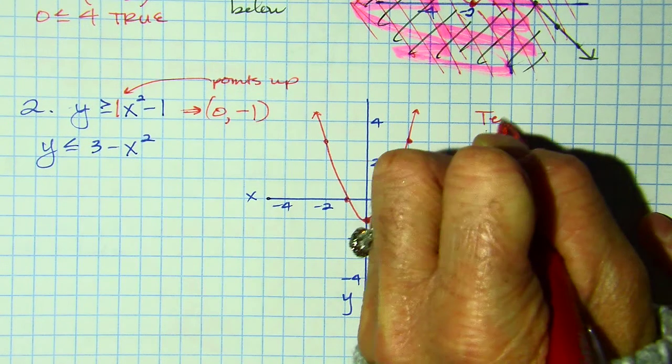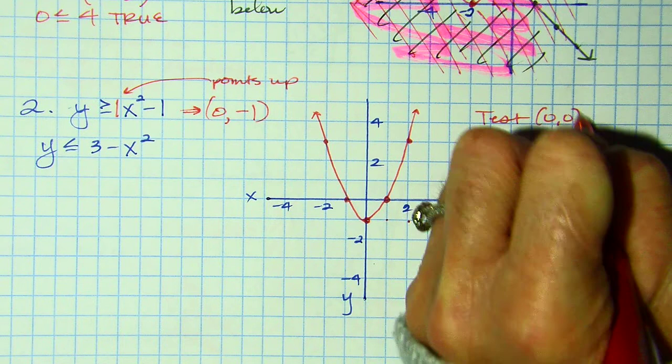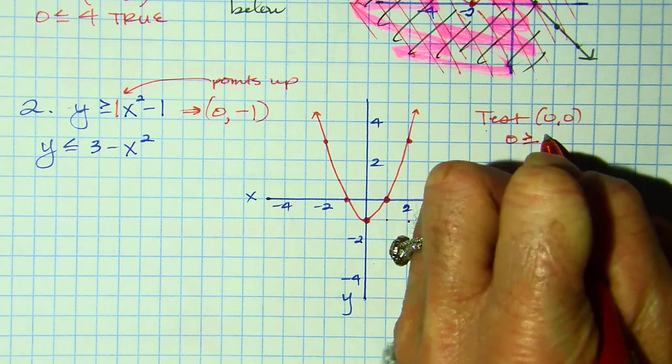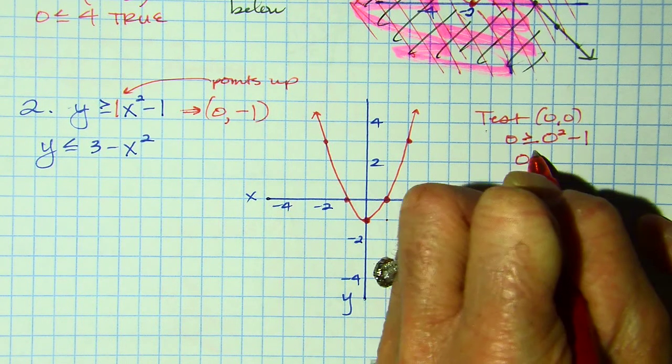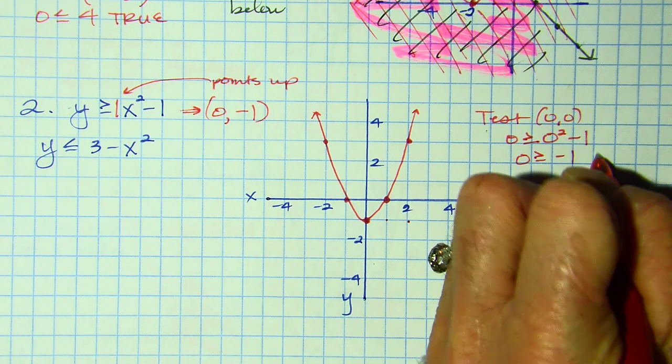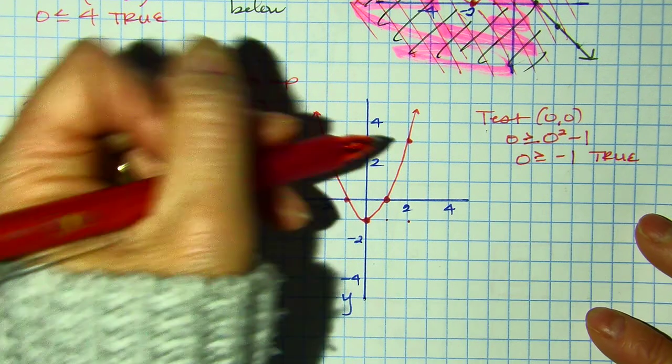I'm going to test 0, 0. So is 0 greater than or equal to 0 squared minus 1? Is 0 greater than or equal to negative 1? That is true. So I'm going to shade above.